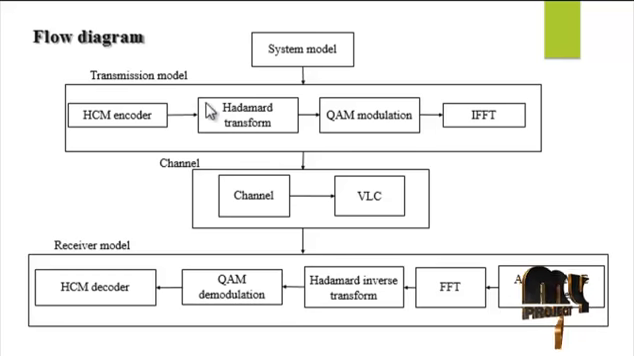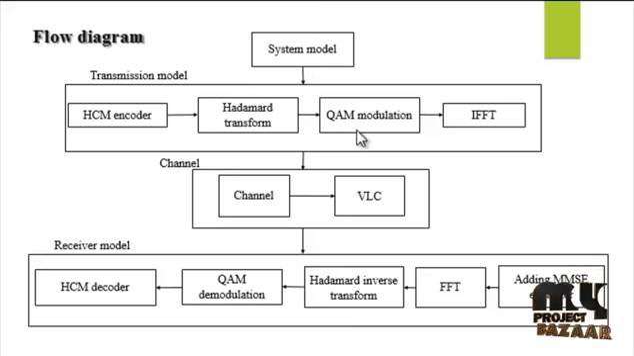Mainly we use only the Hadamard transform here. The Hadamard transform is one type of transform. Here we are using it before the QAM modulation, and then the system model proceeds to transmission, channel, and the receiver model. Here we are using the IFFT. The FFT is the process on the receiver side, and then we add the MMSE equalizer, which is equal to the HCM decoder. Finally we get the receiver model of this process.